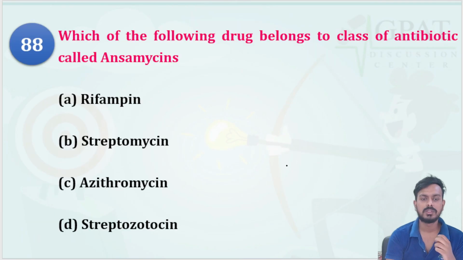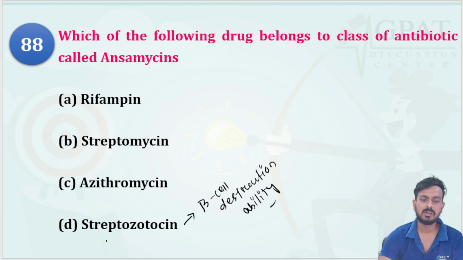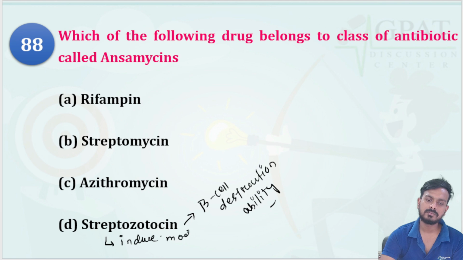Okay. Next question. Which of the following drugs belongs to the class of antibiotics called ansamycin? Your options are rifampicin, streptomycin, azithromycin, and streptozotocin. So streptozotocin is basically not an antibiotic, it is basically a compound having beta cell destruction ability. So it has the potency to destroy the beta cells. That's why it is basically used to induce a model of diabetes.